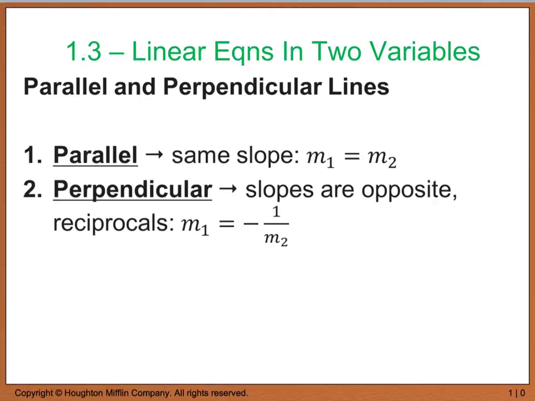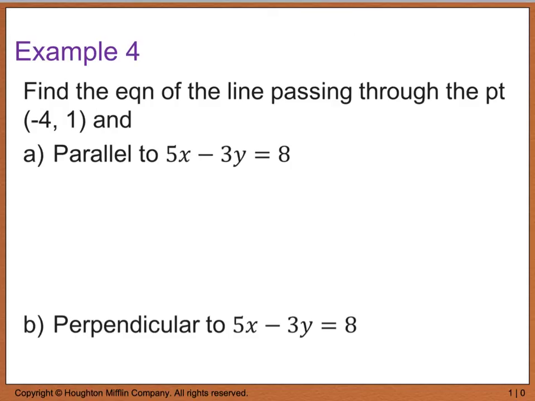Okay, another thing that we can look at when we're dealing with linear equations in two variables are parallel and perpendicular lines. And if you recall from Algebra 1 and Algebra 2, if we have lines that are parallel, the two lines will have the same slope. If they're perpendicular, then the slopes are going to be opposites, in terms of the sign and the reciprocals of one another.